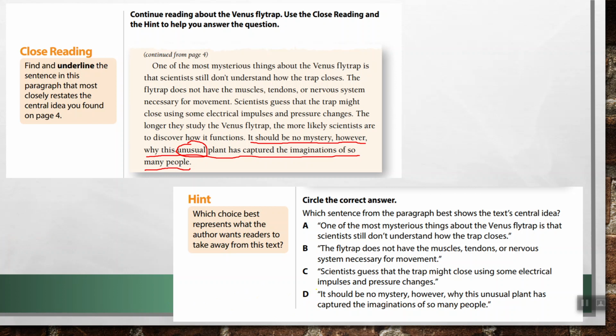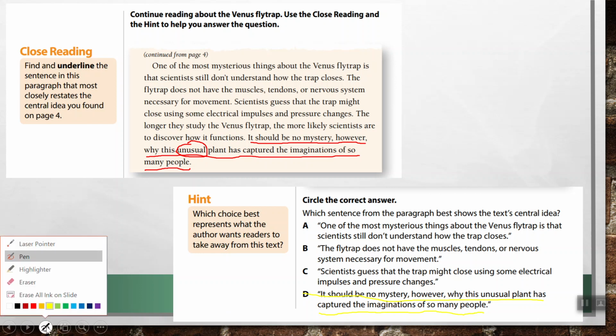We underlined sentence D above when we were trying to find the sentence that most closely relates to the central idea. So once again, we see that D is our best answer for the central idea of a text. It should be no mystery, however, why this unusual plant has captured the imagination of so many people. That sentence best explains the central idea, the one thing the author really wanted us to understand, that this was an unusual plant that is fascinating.